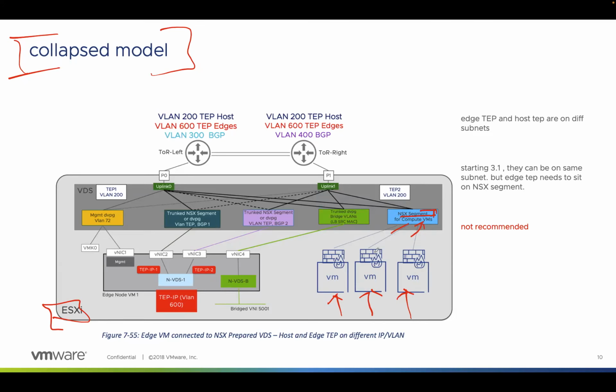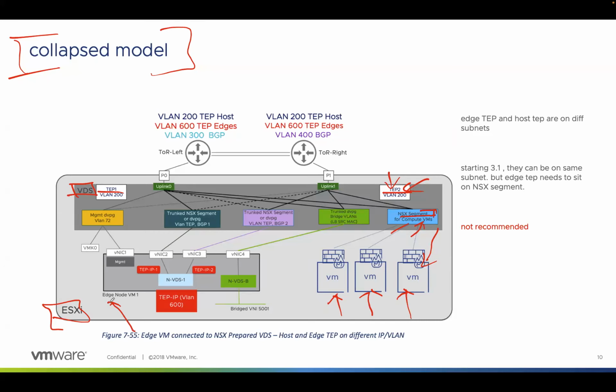So from this point, for this traffic, we have to have a tunnel. We have to create the tunnel with TEP IPs, right? Here we have TEP1, TEP2 for redundancy. So TEP1 will be terminated on the VDS for production VMs, right?